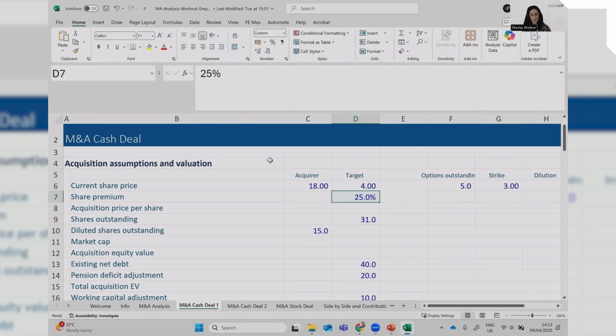That is not set in stone. That's why it's an assumption, and that's one of the things that we'll flex and do some sensitivity analysis around. Generally, between 20 and 40% premiums are paid. So we can work out what is the acquisition price per share. The unaffected price of 4 times 1 plus 25%, I have got an acquisition price of $5 per share. Now we've got a little bit of a complication on the right-hand side.